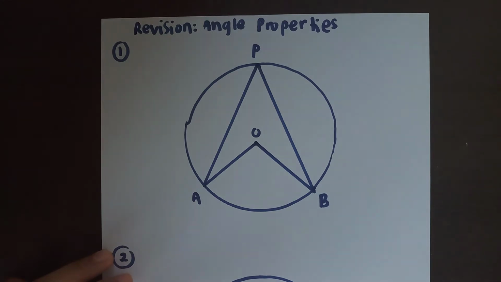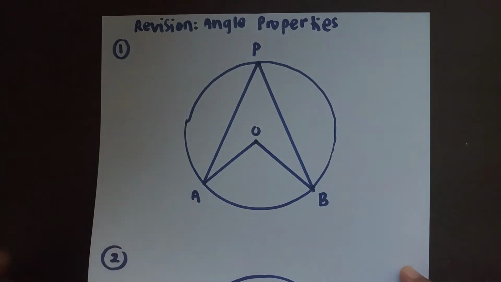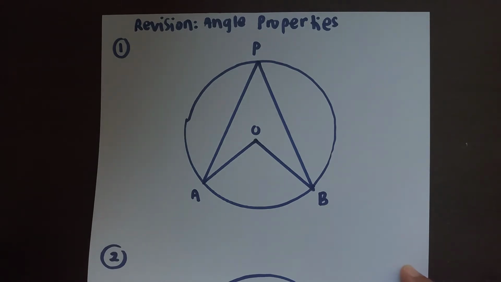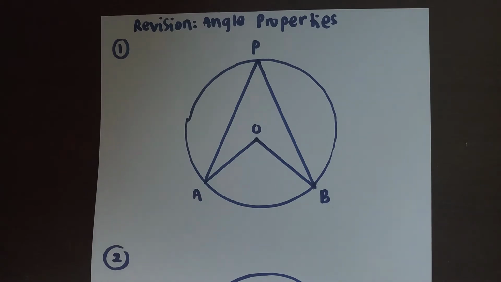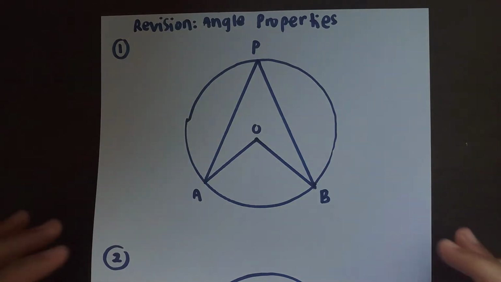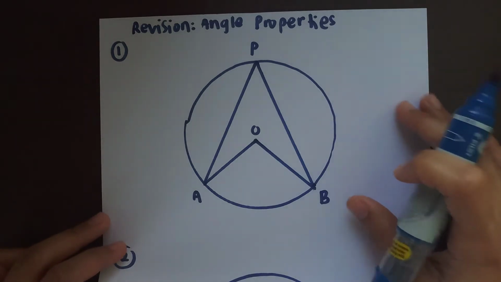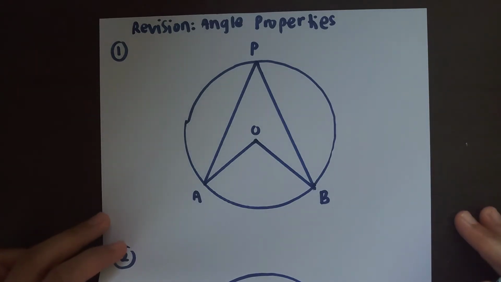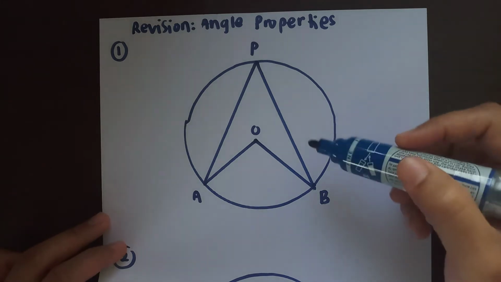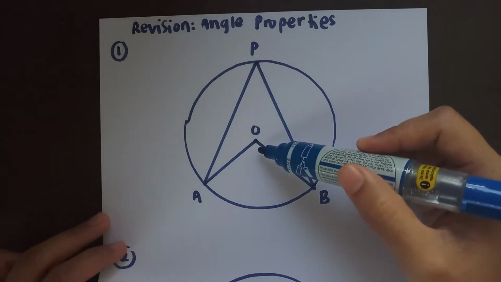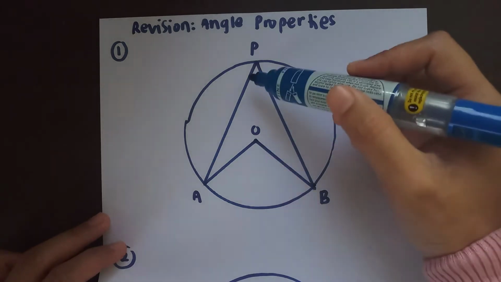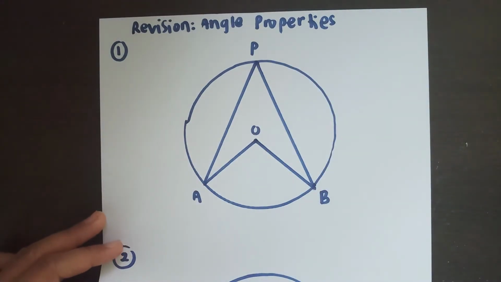Okay, so for the first and second one, it's the same property, but we have 2 types of shape or 2 types of polygon inside a circle. The angle subtended at the center of the circle is always twice the angle subtended at the circumference of a circle.